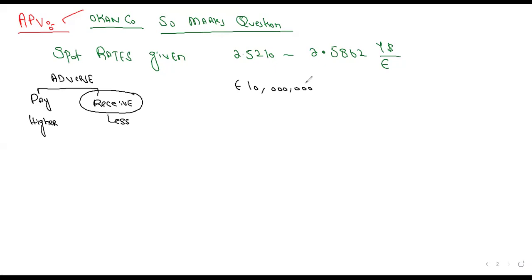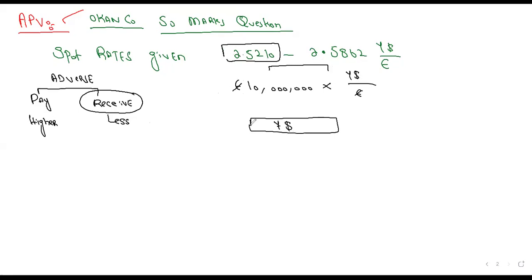Now see, guys, if you want this in our home currency, dollars, this is dollar per euro, so definitely you will multiply, because when you multiply, the euro will cancel and you will get the answer in dollars. But to receive less, which rate will you choose? You are multiplying, so when you multiply with 2.5210, you will get the lower receipts. So that's why we have 2.5210.